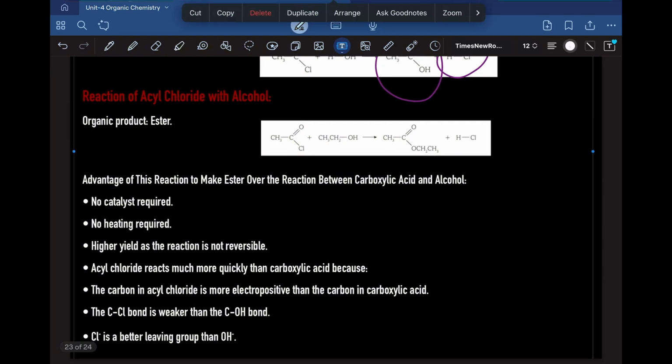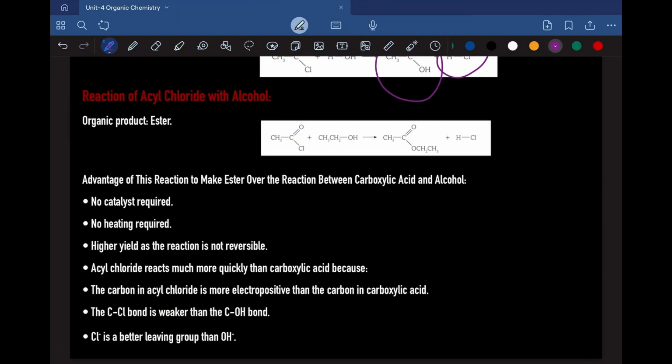Now, the second part is the reaction of acyl chlorides with alcohol. When you react acyl chloride with alcohol, it forms an ester. An ester is formed, and HCl is also formed. This is the reaction which produces an ester when acyl chloride is reacted with alcohol.